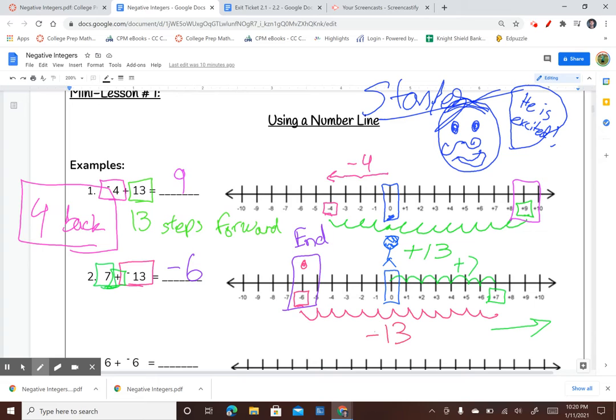All right, so 7 plus -13 puts us at -6. We have one more example here.